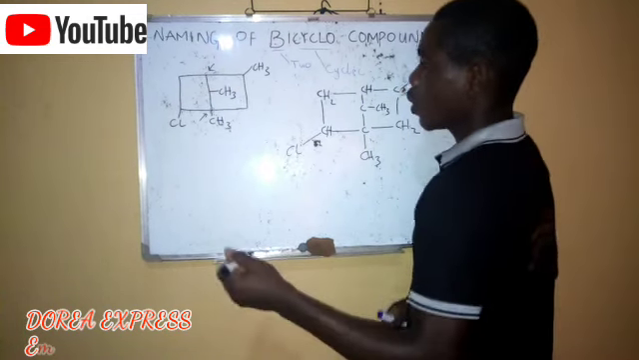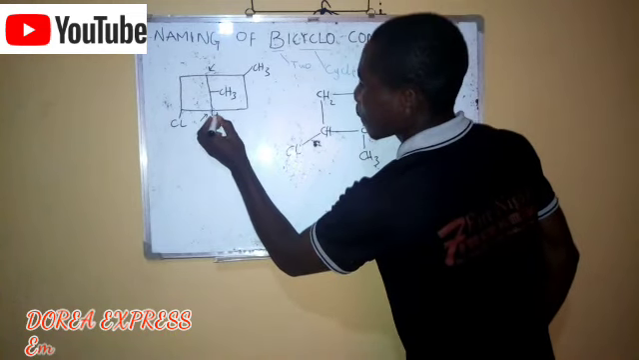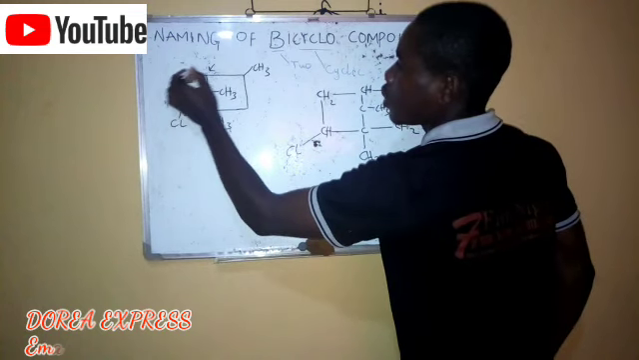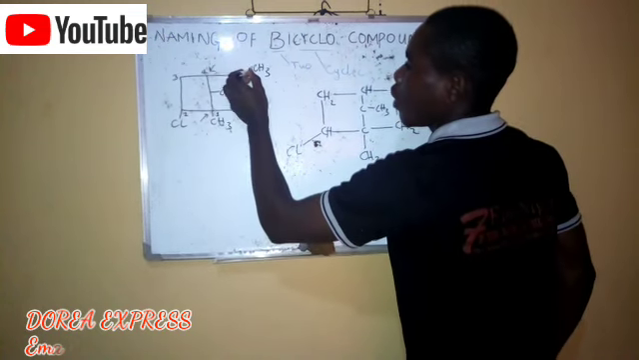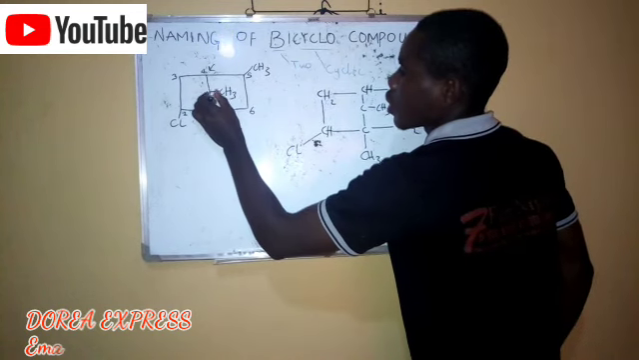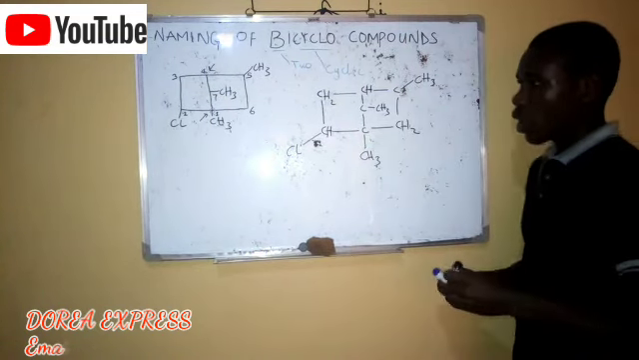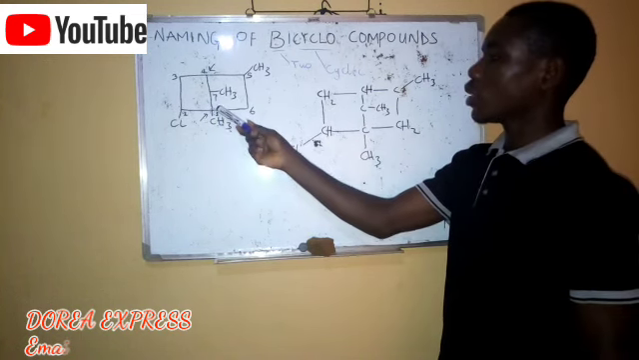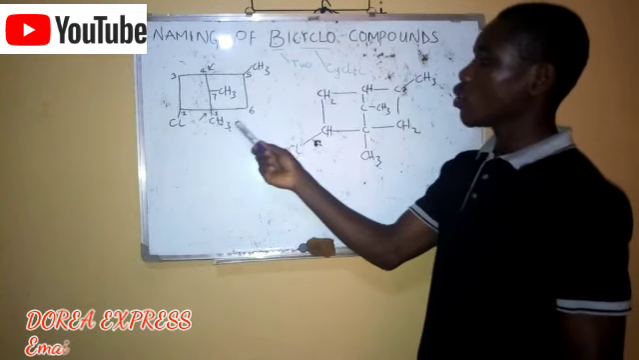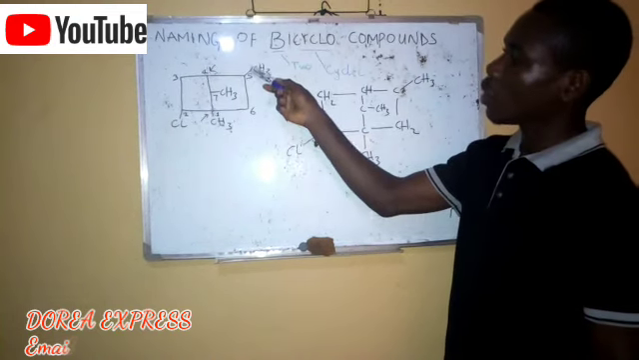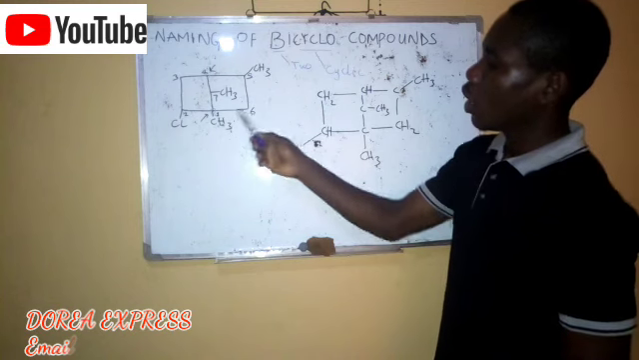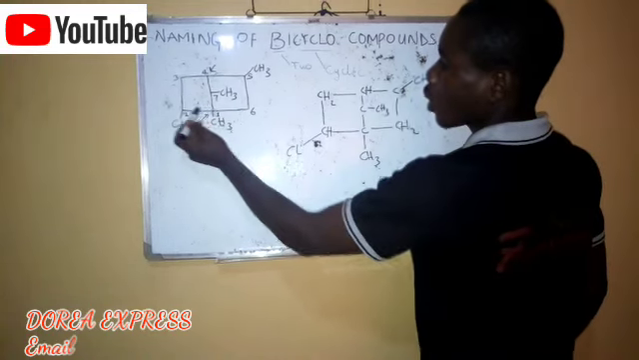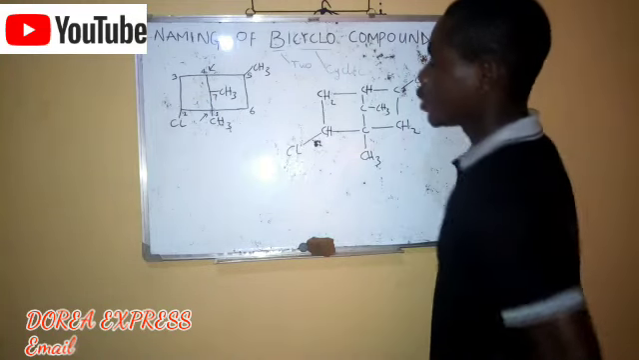So let's look at it. This is our 1, our 2, our 3, 4, 5, 6, and 7. As you can see, we did not start from here because this has a group attached to it. So we follow this way because this way there is no group. If you look at this methyl group, this methyl group is farther, but this one is close. So we follow this way. So we name it 1, 2, 3, 4, 5, 6, and 7.